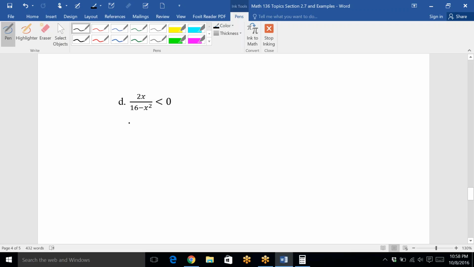Okay, let's look at D. So we need to factor the denominator first, so this would be 4 plus x and 4 minus x due to perfect squares. Oh, not an equal to, just a less than.